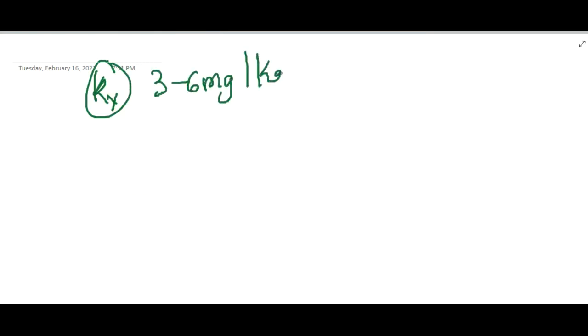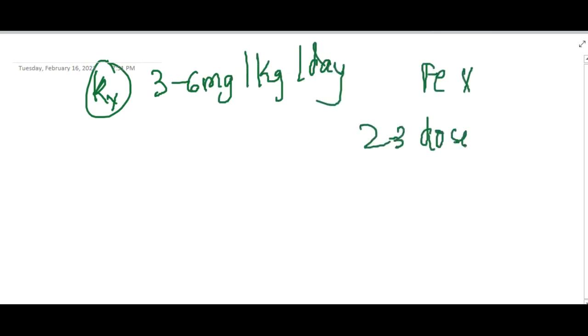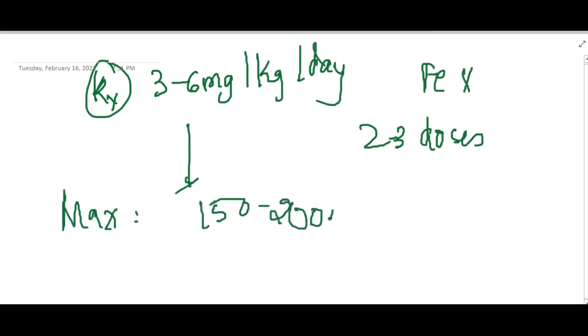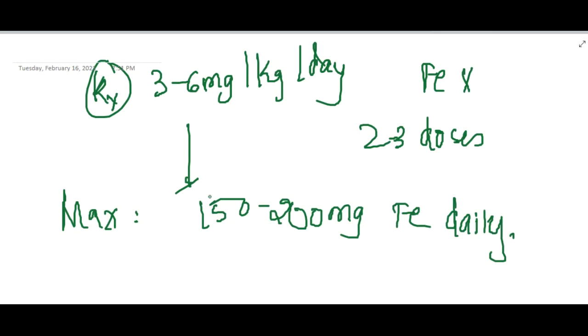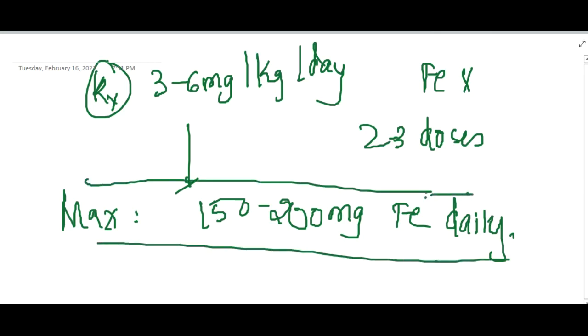Next, the treatment of iron deficiency anemia. Here we give 3 to 6 milligrams per kg per day of elemental iron in 2 to 3 divided doses, and we continue increasing until we get a maximum dose of 150 to 200 milligrams of elemental iron daily. Even if it is not sufficient, we can give up to a maximum dose of 150 to 200.